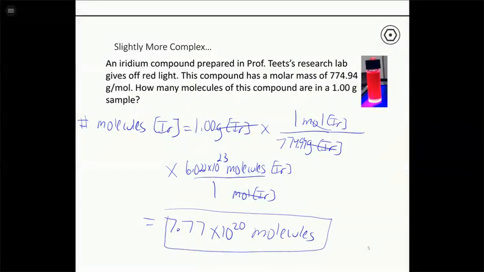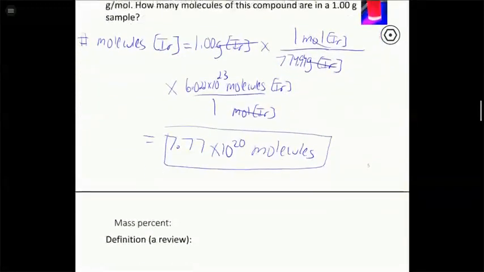But now we're going to see some other ways that we can use molar relationships. And what we're going to start doing now is relating the mass percent of a compound to its molecular formula using molar mass and other concepts related to moles.